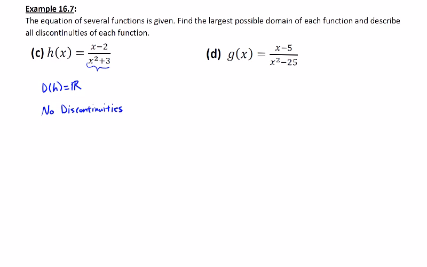Moving on to D. For D, we have x minus 5 divided by x squared minus 25. I will factor the denominator first. That will help me recognize what my domain restrictions are. My domain restrictions will be negative 5 and positive 5.